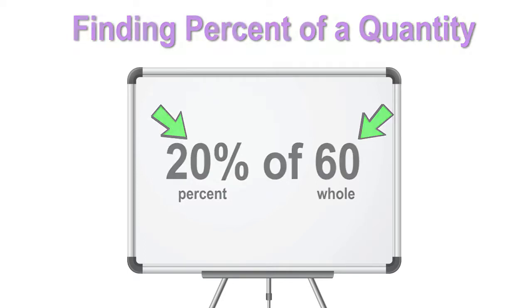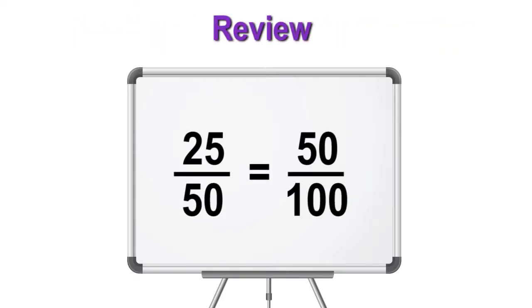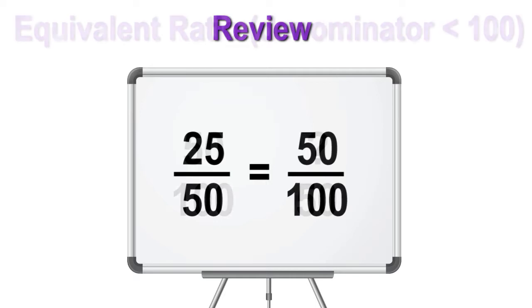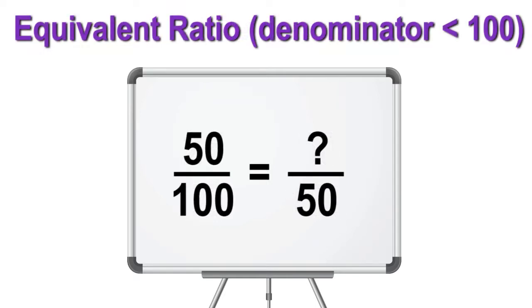In previous lessons, students started with a ratio compared to a number less than 100, then made an equivalent ratio out of 100. For example, an equivalent ratio to 25 over 50 is 50 over 100. In this lesson, we will start with a ratio with the denominator of 100, then make an equivalent ratio with the denominator less than 100.